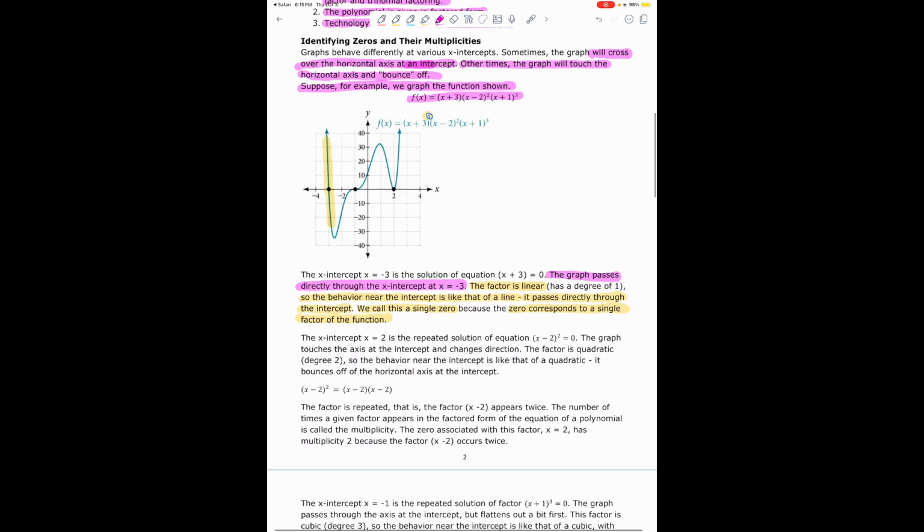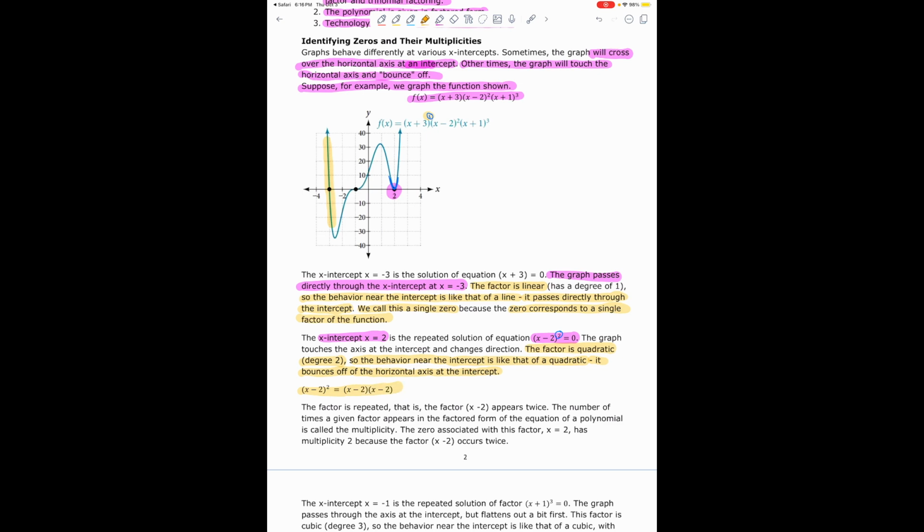The x-intercept where x is equal to 2, which is this one right here, is the repeated solution of the equation x minus 2 all squared equals 0. And notice how the factor has a power of 2. The graph touches the x-axis at the intercept and changes direction, or bounces off. As you can see here, the behavior, it touches and bounces. The factor is quadratic, meaning it is of degree 2. So the behavior near the intercept is like that of a quadratic. It bounces off of the horizontal axis at the intercept.